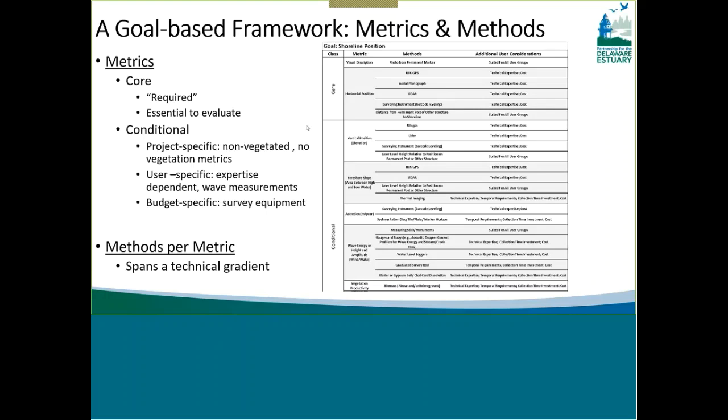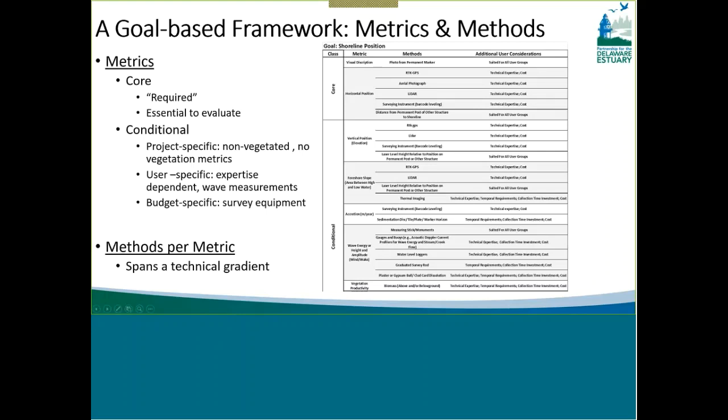But we split up the different metrics for each one into 2 different categories, core and those conditional ones. Now, core metrics, in quotes, are the ones that we say are required, that are essential to evaluate. What that means is that those metrics, no matter what type of living shoreline you're doing to meet that goal, are always applicable to that goal.